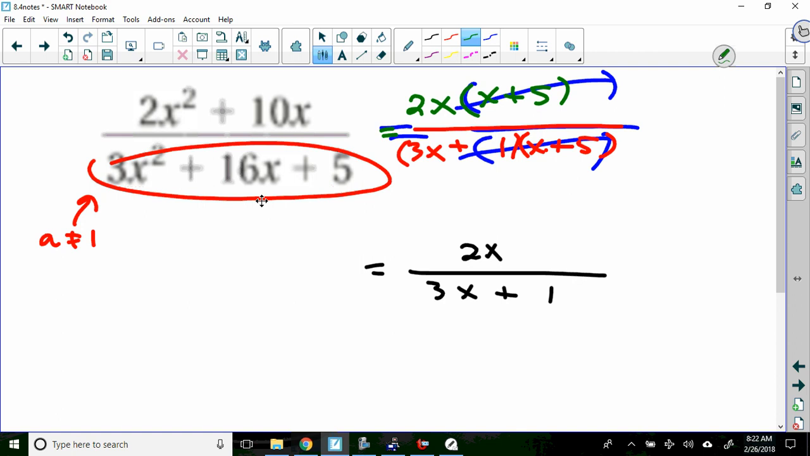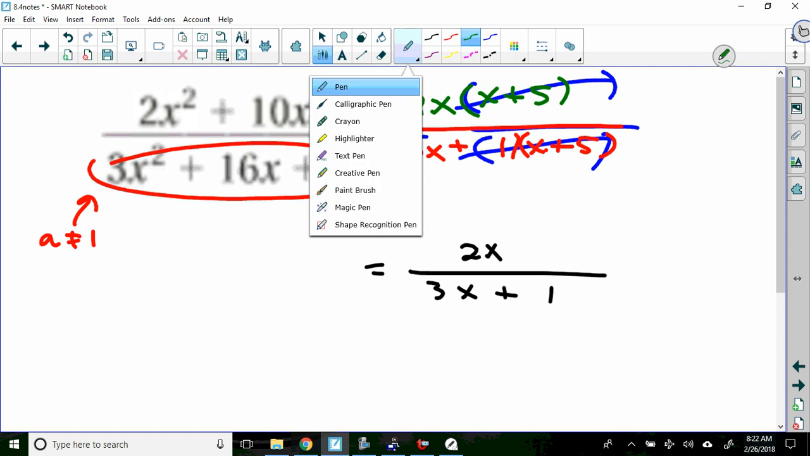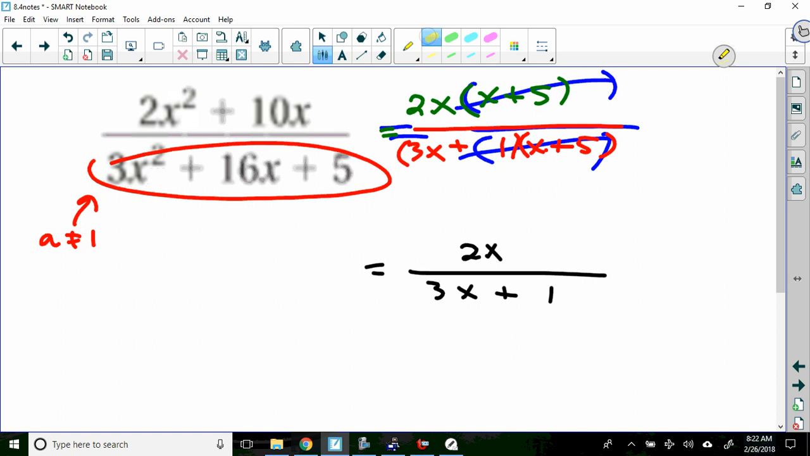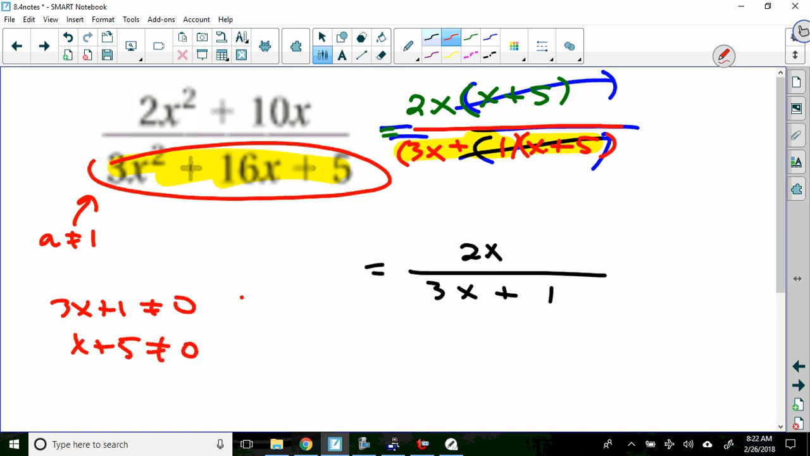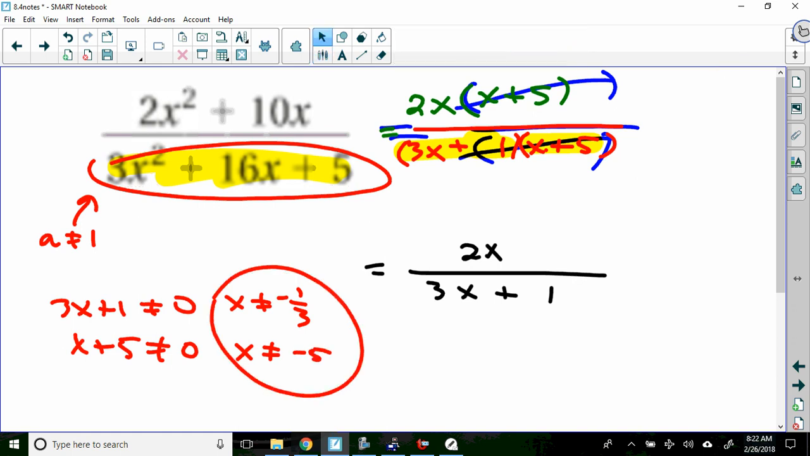With the restrictions, you have to look at the denominator. You have to set the denominators not equal to 0. So our restrictions: 3x plus 1 can't equal 0, and x plus 5 can't equal 0. So x can't equal negative a third, and x can't equal negative 5. Those are our restrictions. Okay.